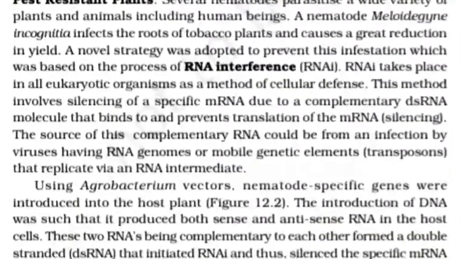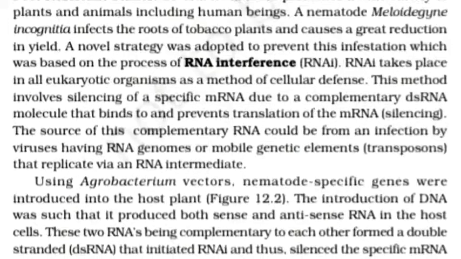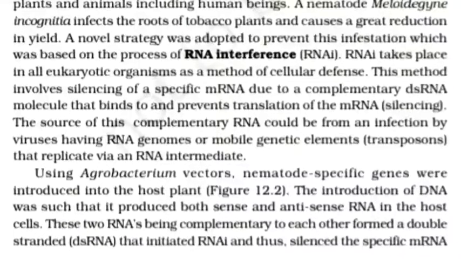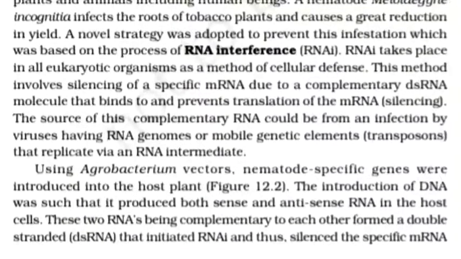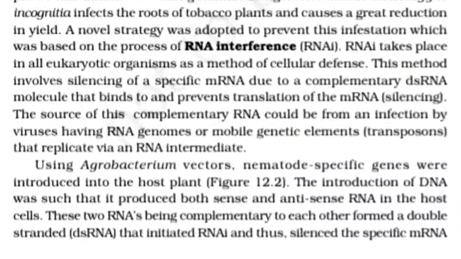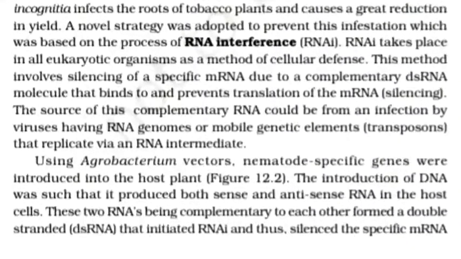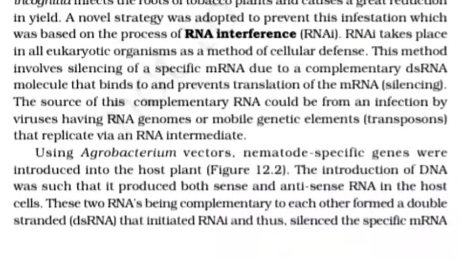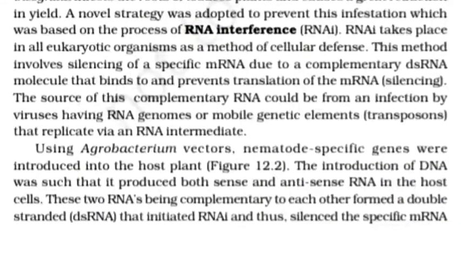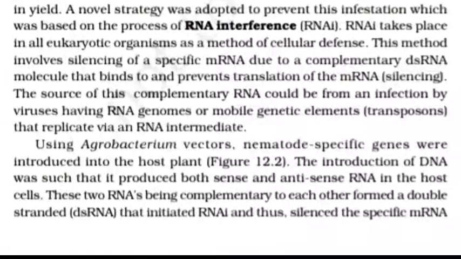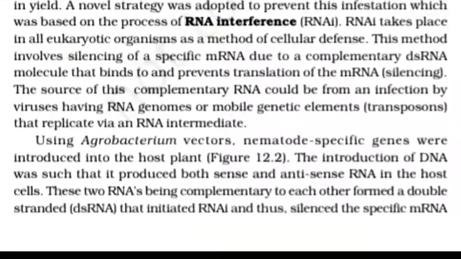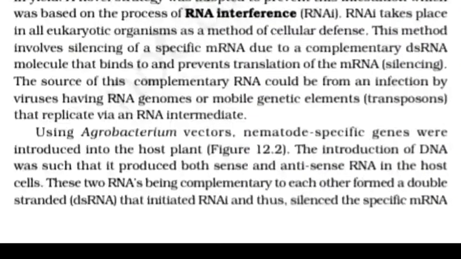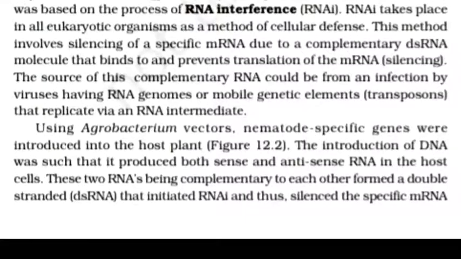RNAi takes place in all eukaryotic organisms as a method of cellular defense. This method involves silencing of a specific mRNA due to a complementary dsRNA molecule that binds to and prevents translation of the mRNA, that is, silencing. The source of this complementary RNA could be from an infection by viruses having an RNA genome or mobile genetic elements, transposons, that replicate via an RNA intermediate.